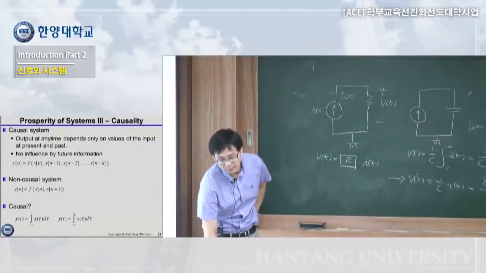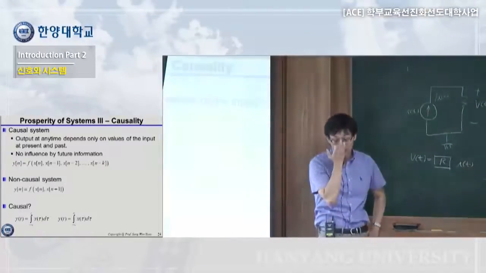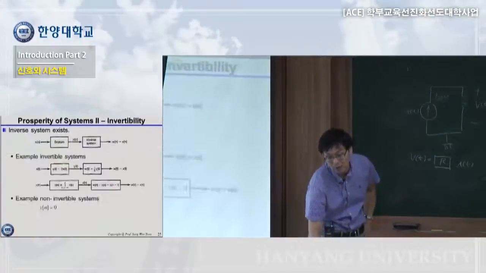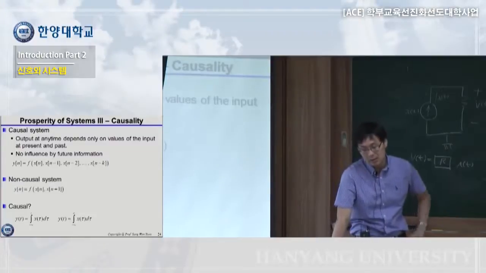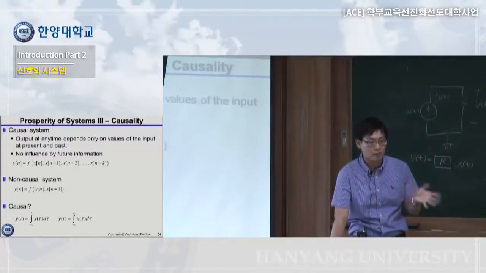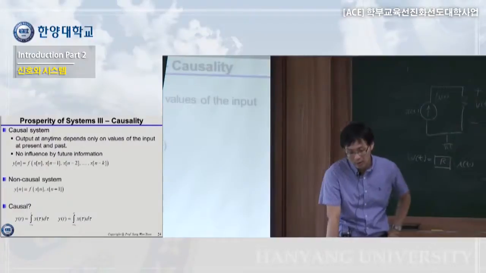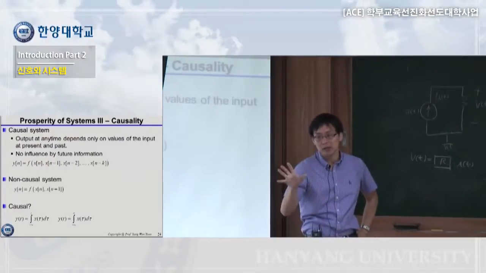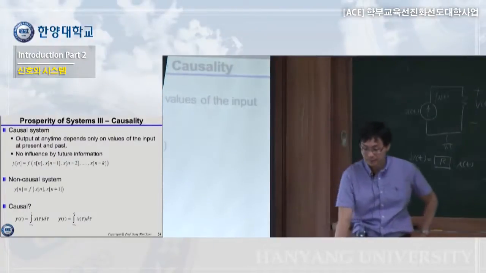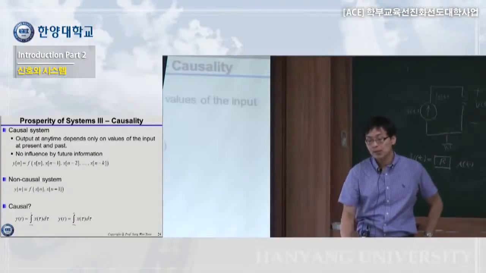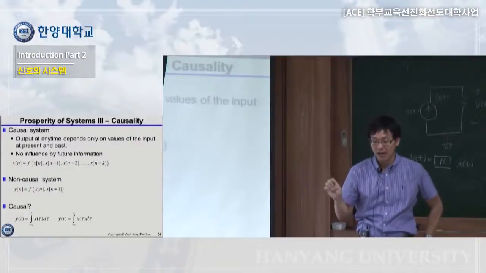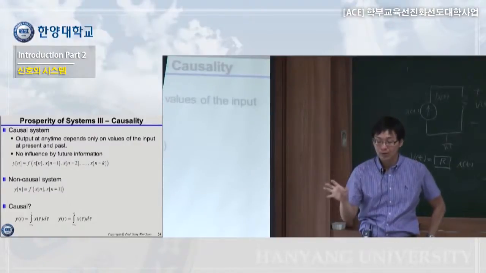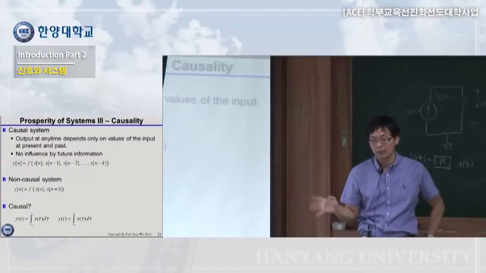Let me try that one first. There's a number 3. Let's pass through number 2 for a short time and go to causality first, because causality and memory have some corresponding parts. Causality also talks about the timing. Causality means the output at any time depends only on values of input at present and the past. No influence from the future information.